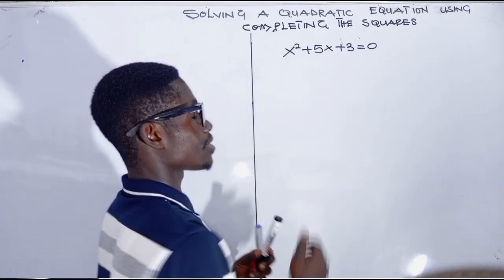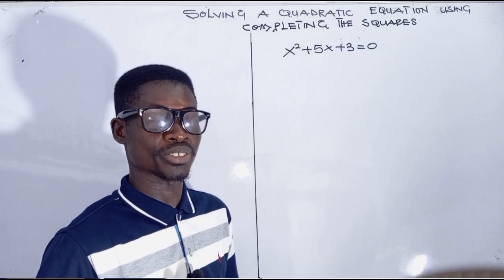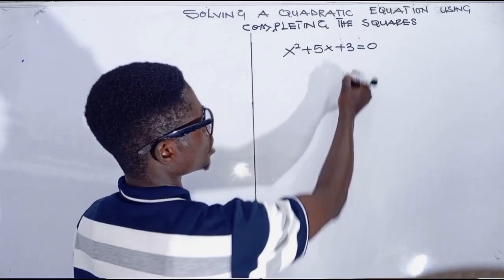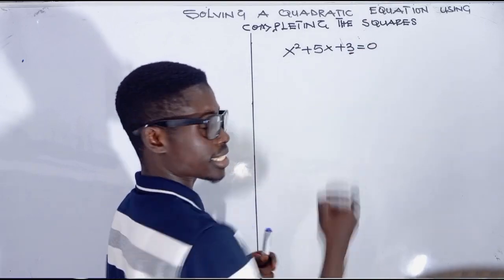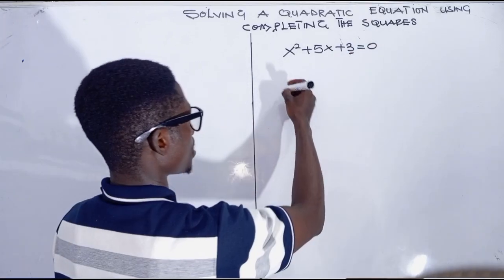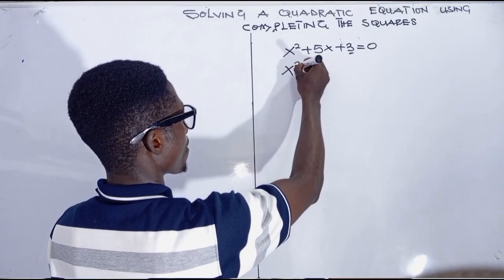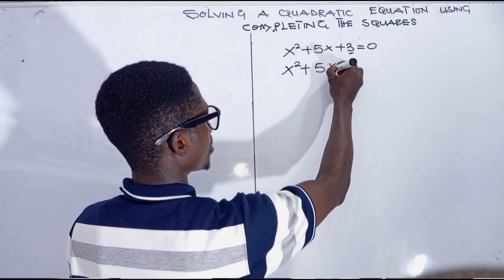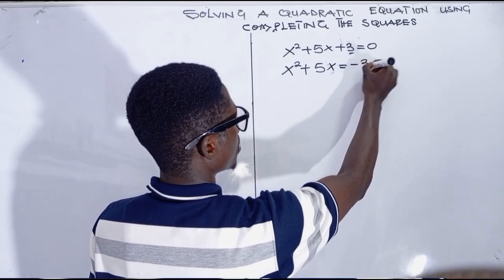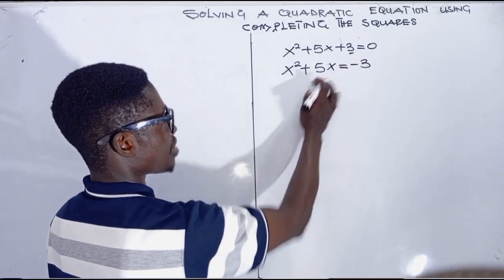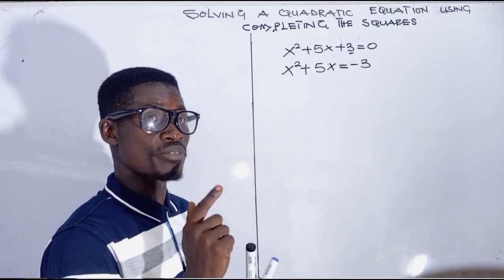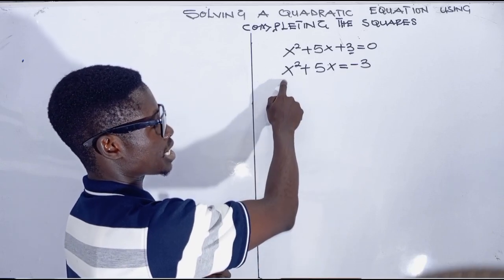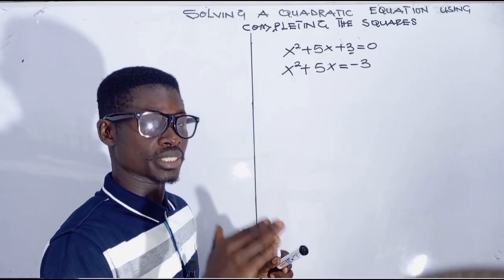So we want to solve this quadratic equation using completing the square. In doing that, the first thing that we are going to do is to transpose the constant to the right hand side of the equal sign. Now once you have this, you make sure that the coefficient of x squared is 1. Looking at this, the coefficient of x squared is 1, so we are not going to touch it.